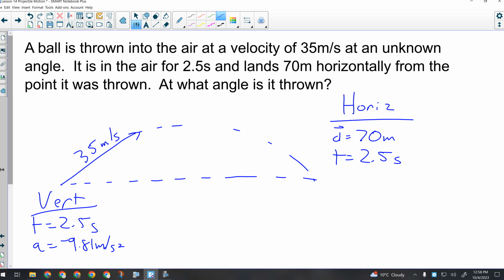All right, so I want to find this angle here. I know the hypotenuse is 35. I only need one more side, and I've got what I need to get that angle. Would you agree? Which side can I find really quickly? Yeah, the horizontal side, because I know D and T, right? It'd be easy to get V horizontal, which is right here. Then I would know two sides of that triangle. So D over T, 70 over 2.5 will give me that side of the triangle.